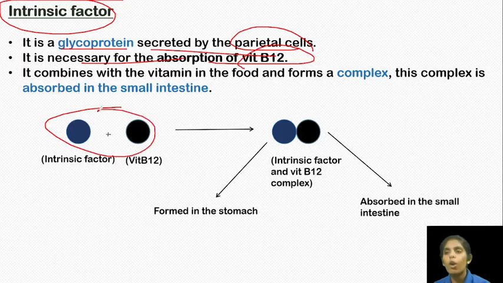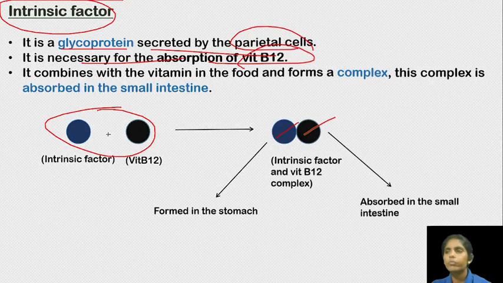And these two will form a complex called the intrinsic vitamin B12 complex. This complex is formed in the stomach, but it is absorbed only in the small intestine. Vitamin B12 will be absorbed only in the presence of intrinsic factor. If the intrinsic factor is not secreted properly by the parietal cells, then vitamin B12 deficiency will occur in the body, which can lead to different other conditions in the body.